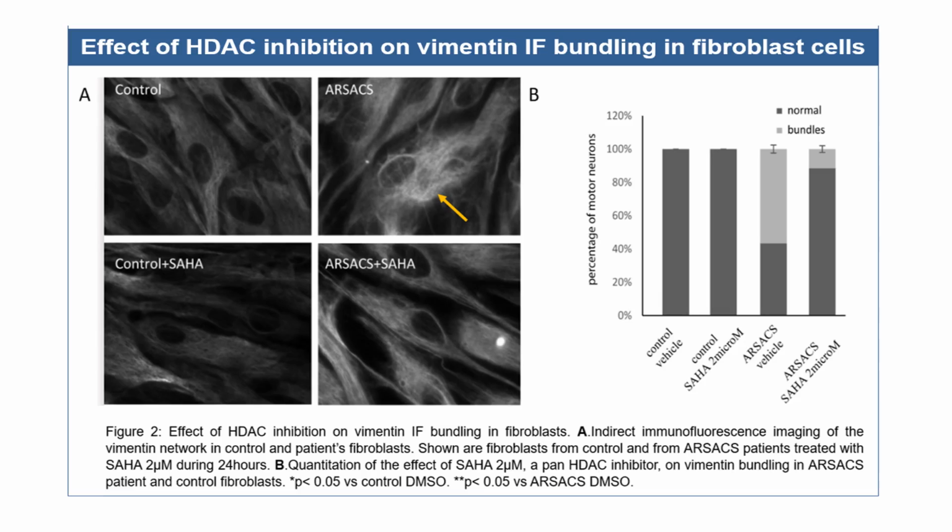ARSACS patients' fibroblasts were used to test the effects of the pan-HDAC inhibitor SAHA. The yellow arrow indicates clear bundling of vimentin in the ARSACS patients' fibroblasts. The pan-HDAC inhibitor is capable and sufficient in restoring the intermediate filament network. The percentage of cells containing intermediate filament bundles decreased following SAHA treatment. Knowing this, we hypothesize that the pan-HDAC inhibitor will have the same effect on ARSACS motor neurons and restore the neurofilament network.